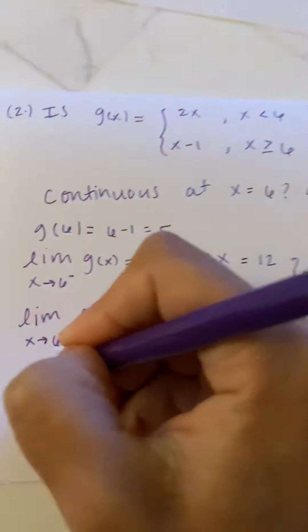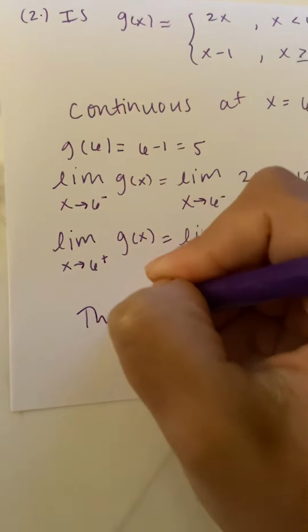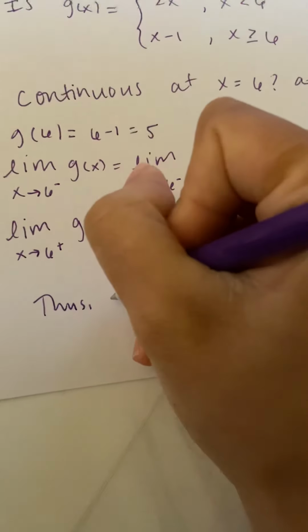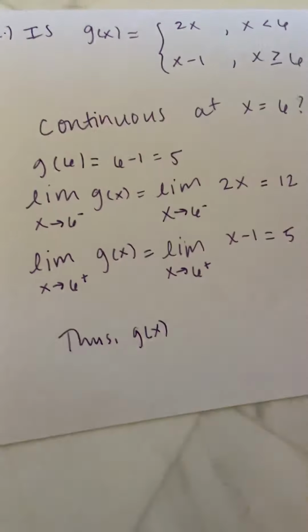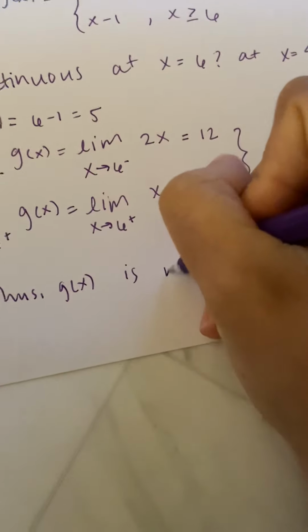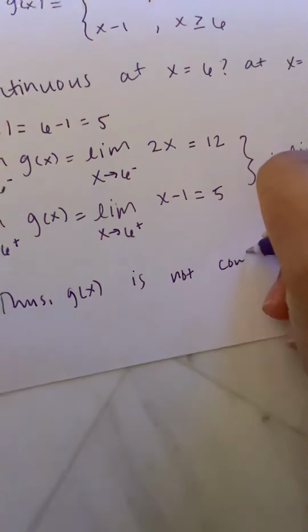So I can say thus g is not continuous at x equals 6.